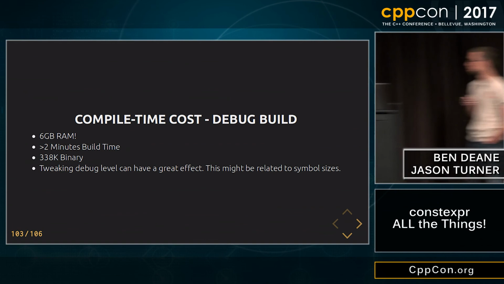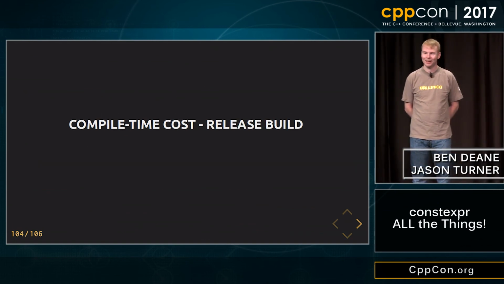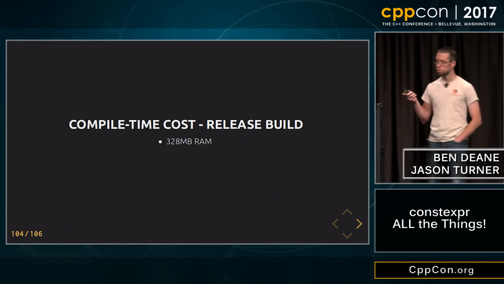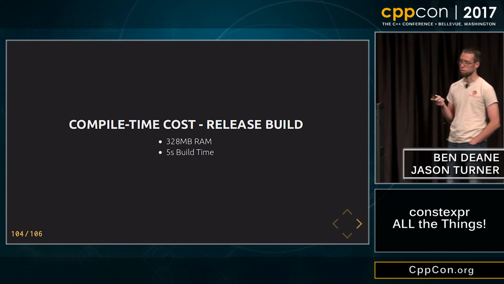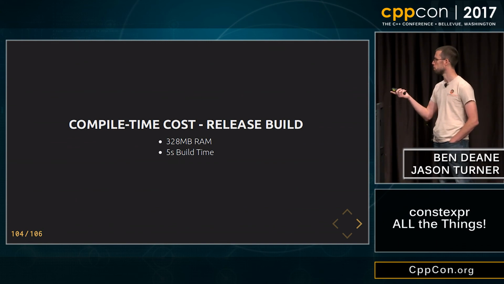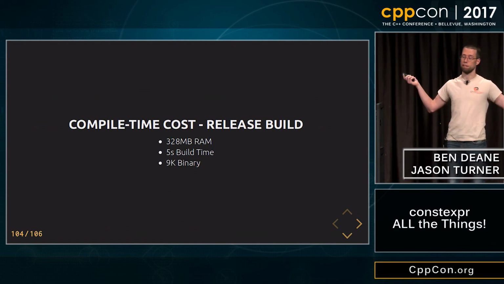This is a line item for compiler implementers, I suspect. Yes, they get to do the hard work. So the release build I measured here was only 328 megs of RAM, not the 6 gigs, about 5 seconds on my laptop. It looked like in the ballpark of 3 or something. You saw me build it. Yeah, a 9K binary, because, well, it's not doing anything.